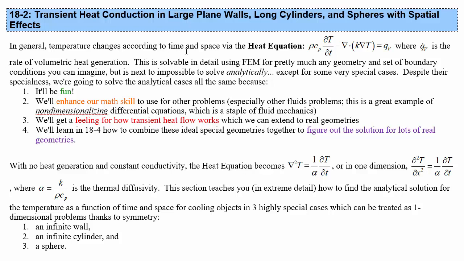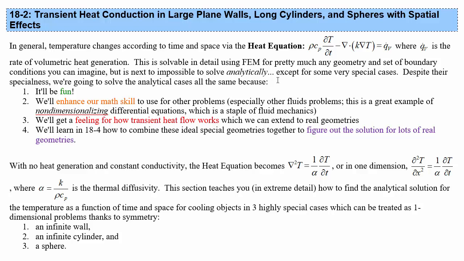So in general, temperature changes with time and space according to the heat equation. The heat equation tells you that rho Cp, so density times specific heat, times the time derivative of the temperature at any given point, minus the divergence of the conductivity times the gradient of the temperature, is equal to the rate of volumetric heat generation within the object.